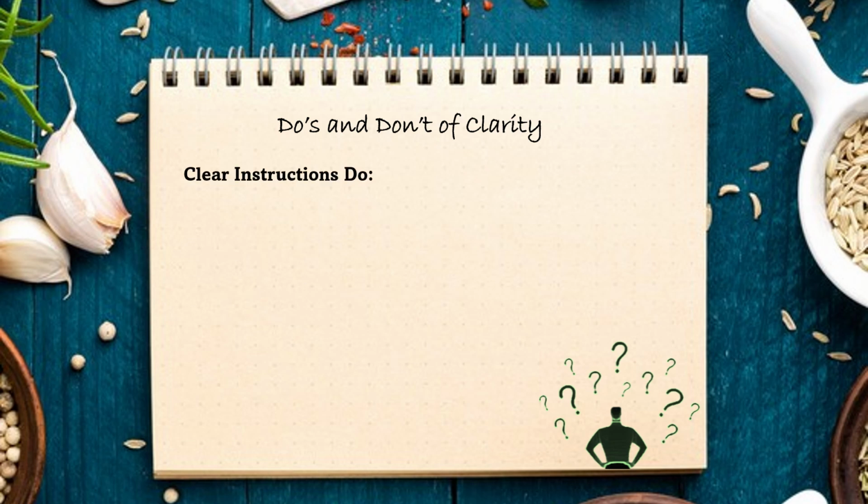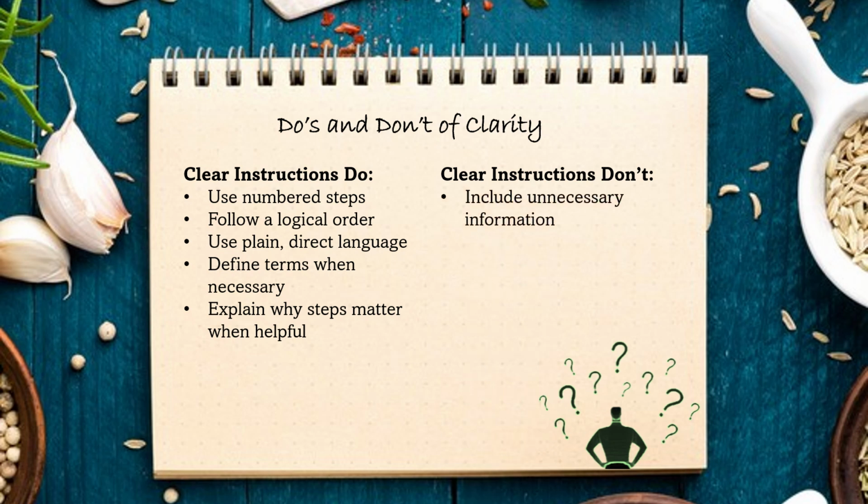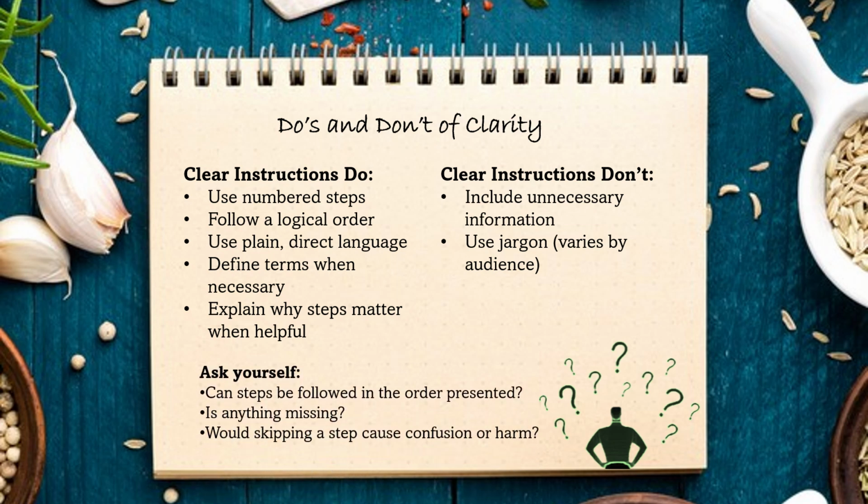Clear instructions usually use numbered steps, follow a logical order, and rely on plain, direct language. They define terms when necessary and explain why steps matter when that information helps the user succeed. Unclear instructions often include unnecessary information or jargon that the audience doesn't need. A good test is to ask, can these steps be followed in the order presented? Is anything missing? Would skipping a step cause confusion or harm?